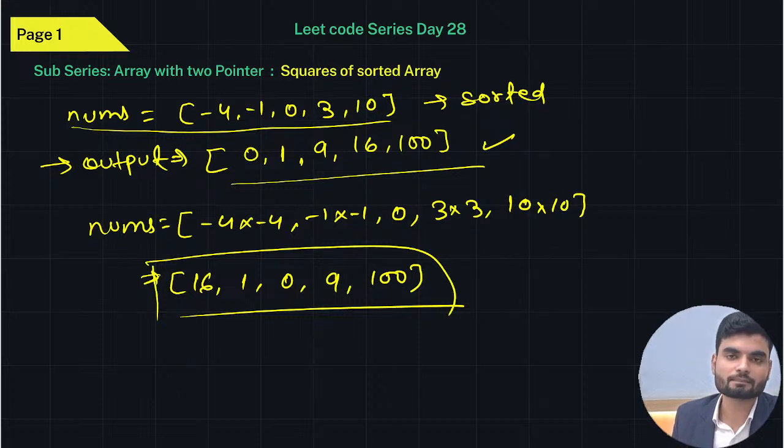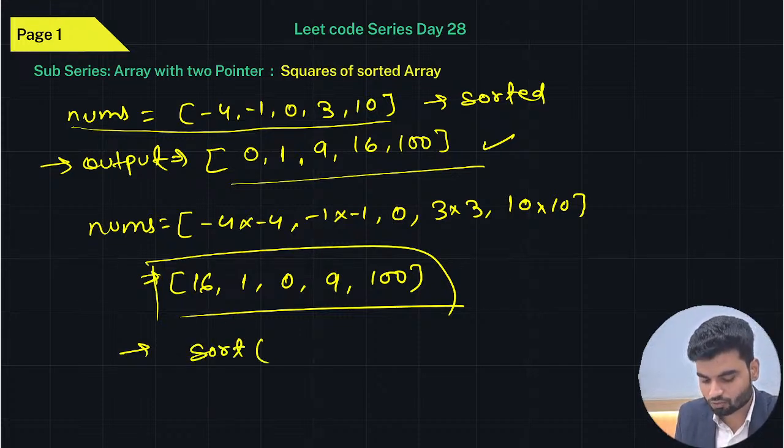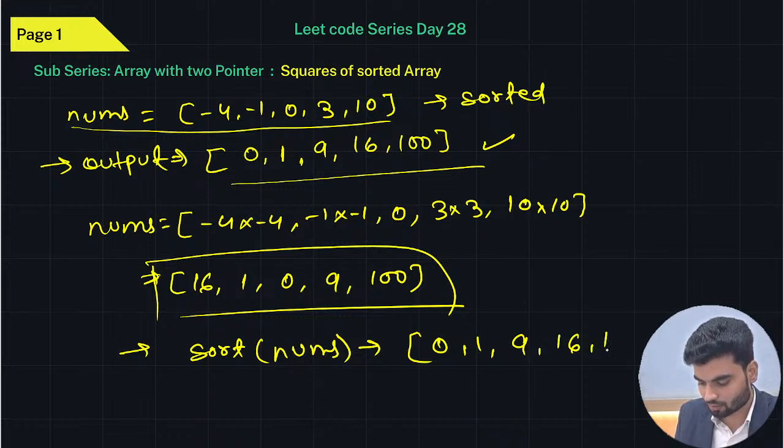You have to sort this. Right? You have to sort. Once you do the sorting, you'll probably use any sorting method or write your own algorithm. It's up to you. You'll probably sort it normally by using Arrays.sort in Java or the sort method in C++ or Python. So you can use a sort method to sort this nums, and you will have your output. This will become 0, 1, 9, 16, 100.